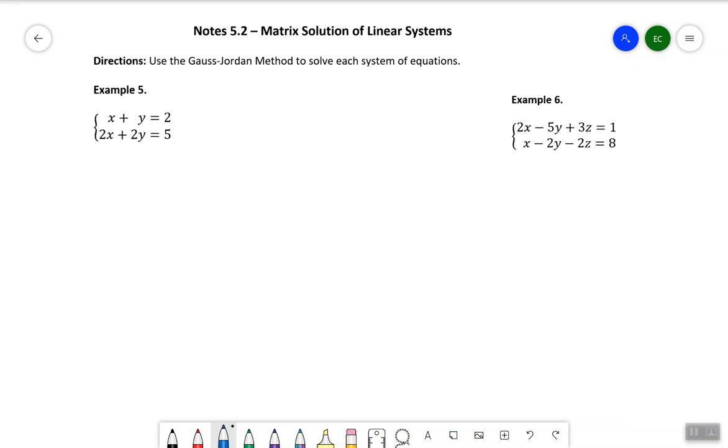We're working in section 5.2. I have two more examples I want to show you. Let's go right to example number 5, and let's begin by writing the equation in matrix form. In the first row we have 1, 1, 2, and in the second row we have 2, 2, 5.